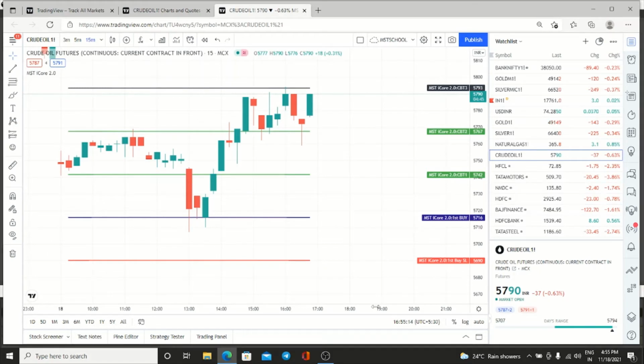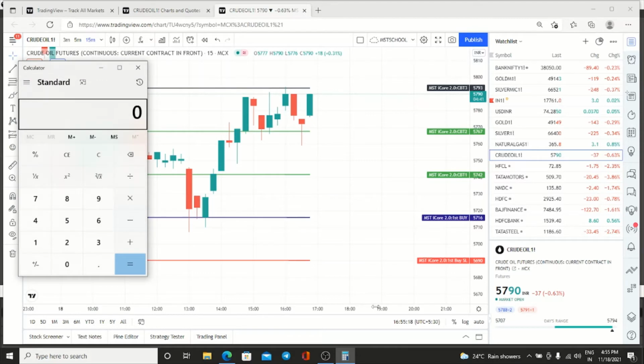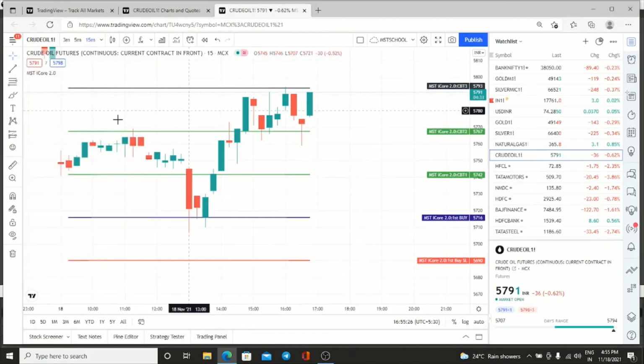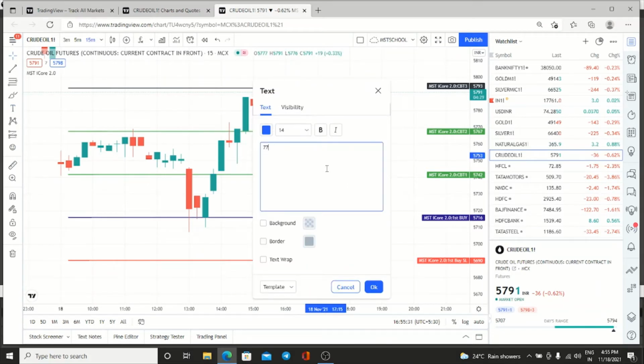So let me calculate for you. I'm taking the calculator. 5793 minus 5716. So we have got 77 points profit. How many points? 77 points profit you have got in a single lot, in a single entry.